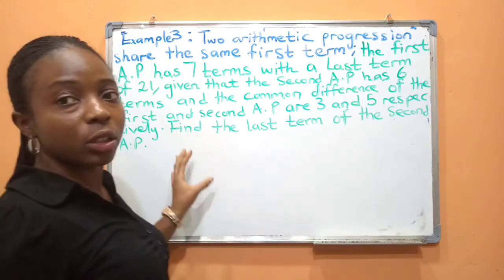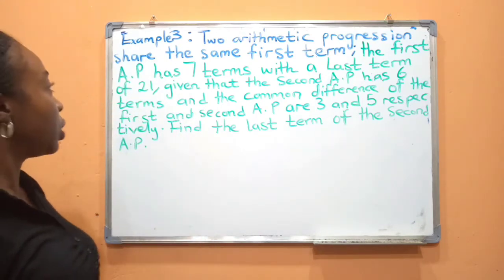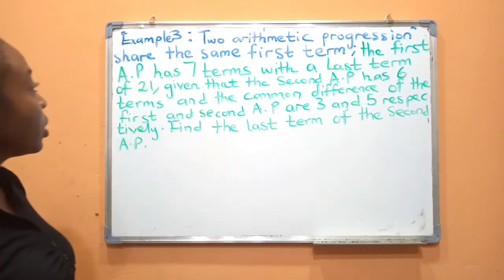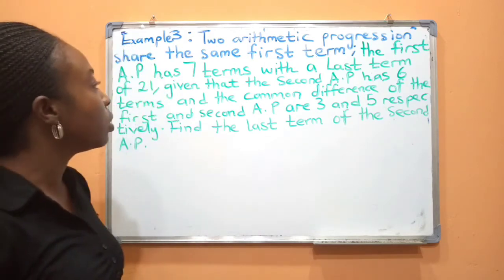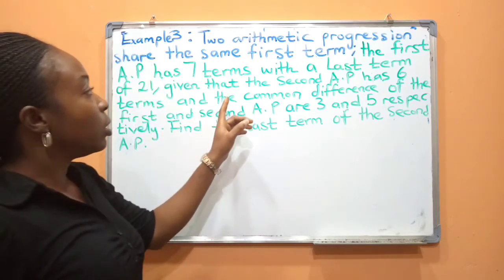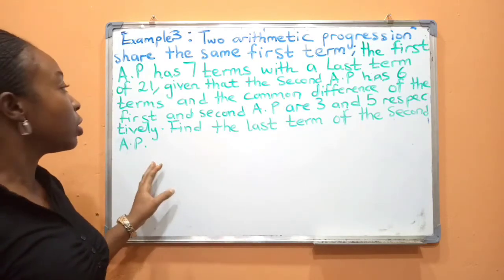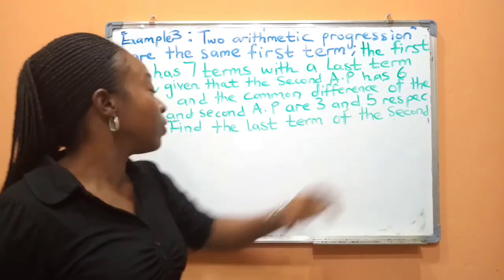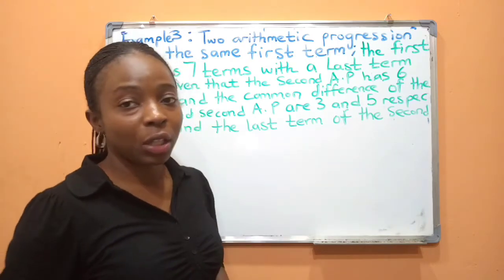Okay, so let's take a look at this example. It says two arithmetic progressions share the same first term. The first AP has 7 terms with a last term of 21, given that the second AP has 6 terms and the common difference of the first and second AP are 3 and 5 respectively. Find the last term of the second AP.